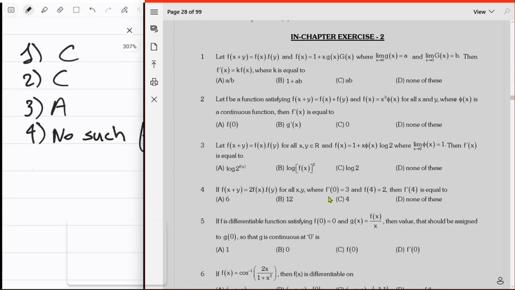Okay. Fourth is in fifth. If f is a differentiable function satisfying f(0) equal to 0 and g(x) is equal to f(x) upon x, then the value that should be assigned to g(0) so that g is continuous at x equal to 0. As x tends to 0, it's the 0 upon 0 thing. It's a differentiable function, so you can just take the derivative. It's just equal to f'(0), of course.